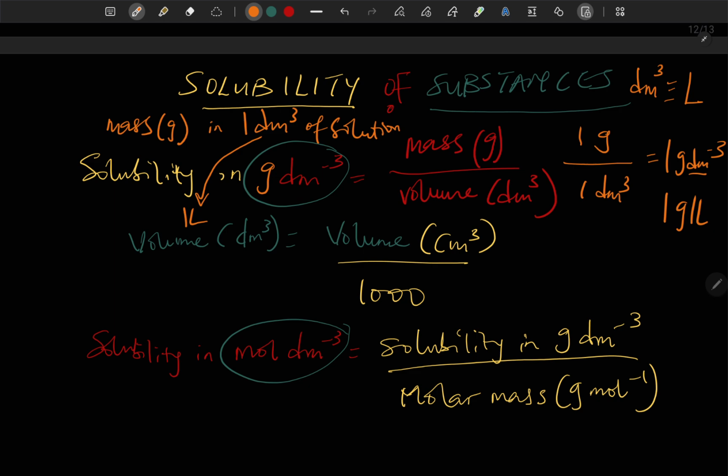Most times when you are dealing with solubility of a substance, maybe you are solving a problem, you will most likely be given the volume in cm cube, but you need to convert the volume in cm cube to dm cube. So how do you do that? The volume in dm cube will be equal to volume in cm cube divided by 1000, because we know that 1000 cm cube is equal to 1 dm cube. So if you are given the volume in cm cube, you have to divide by 1000 to get the volume in dm cube.